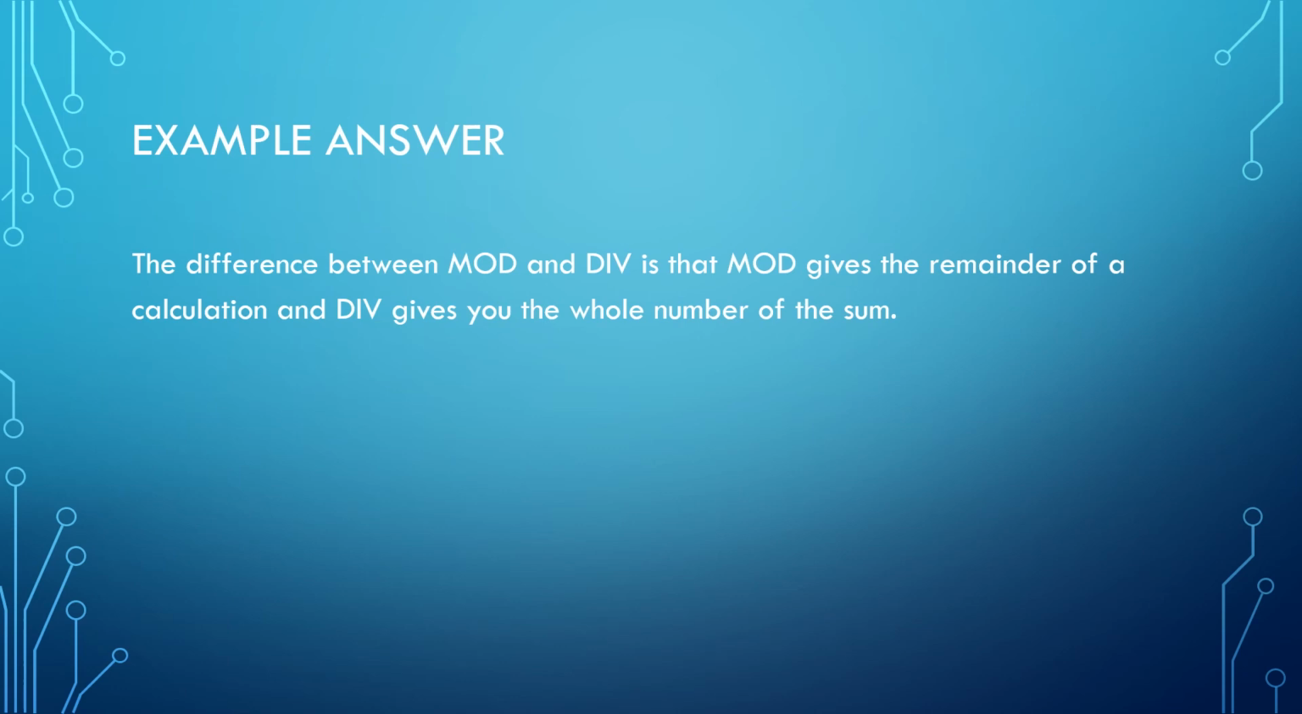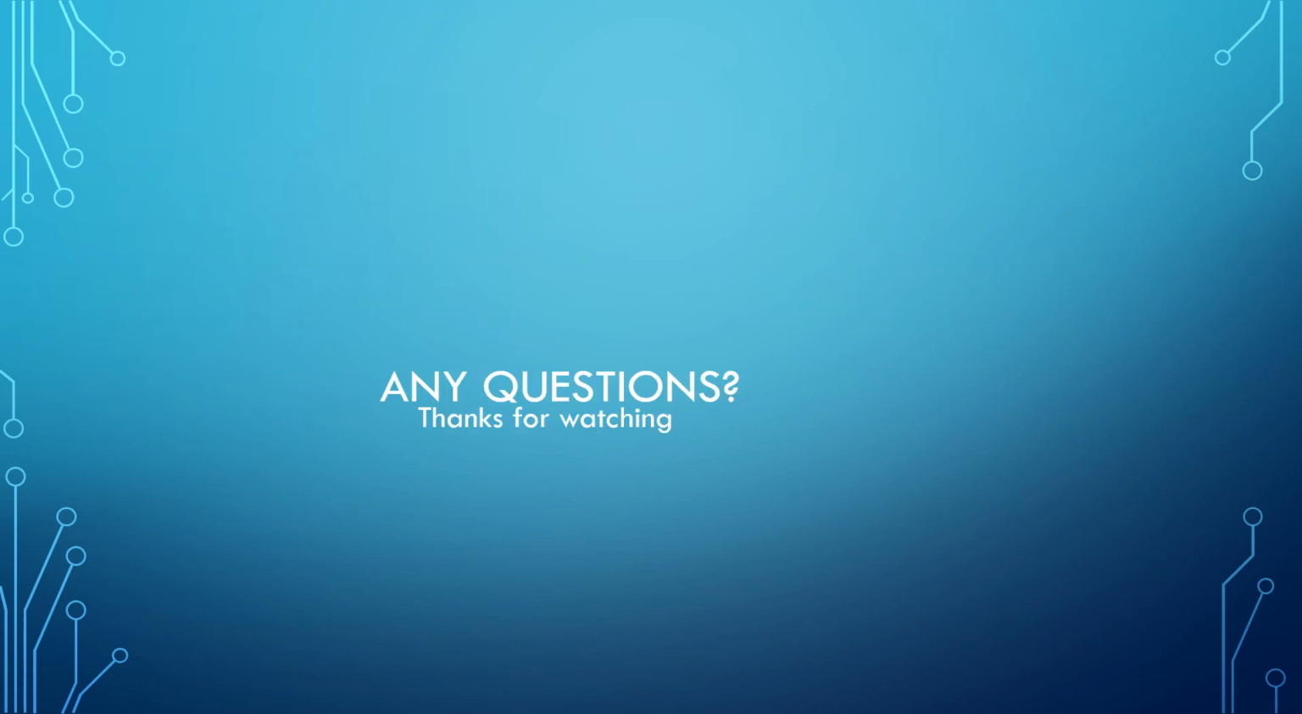This is an example answer for the difference between mod and div. The difference between mod and div is that mod gives the remainder of a calculation and div gives you the whole number of the sum. Are there any questions?